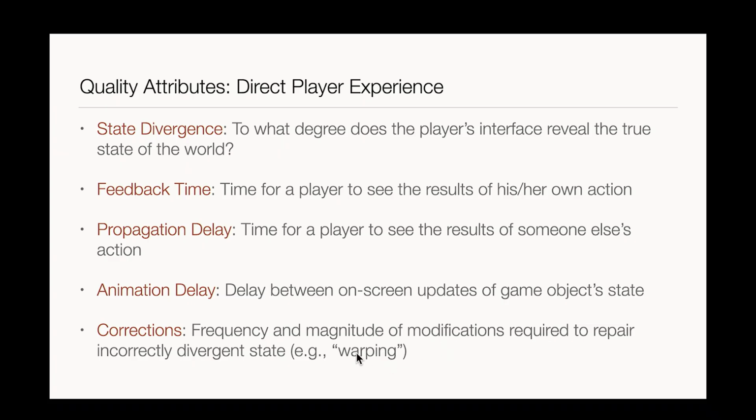One way to fix errors in position is to simply move players to their true position in the world, but that causes the game players to jump around in the world. So it causes things to warp around. There's other solutions as well. None of them look great, to be honest.